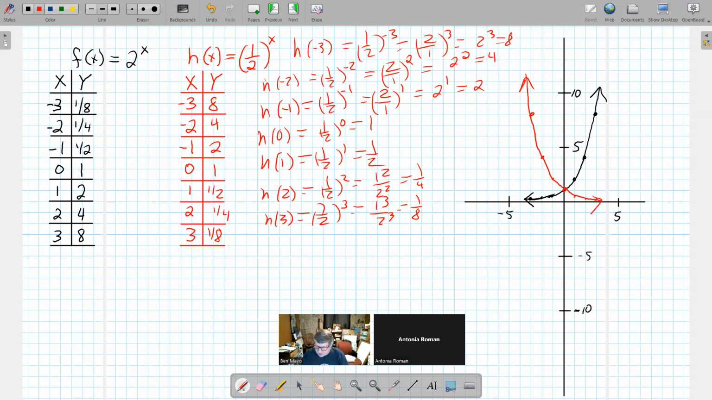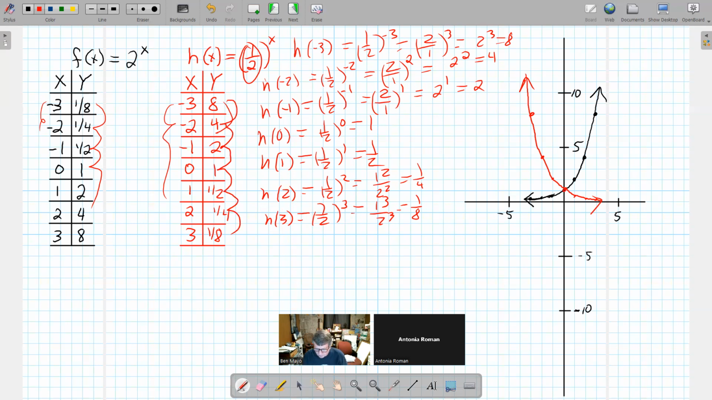It's kind of a reflection of 2 to the x, isn't it? So what's going on here? Well, back with 2 to the x, as x increased, y doubled. Here, as x increases, y is getting cut in half because the base is 1/2. So every time x increases by 1, we take what we had, multiply it by 1/2, which cuts the value in half. So 1/2, 1/2, 1/2, 1/2, 1/2.